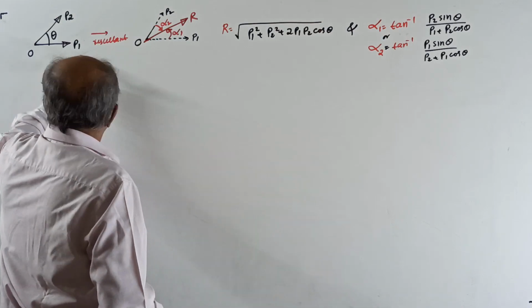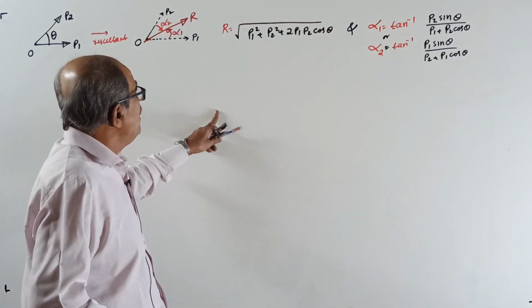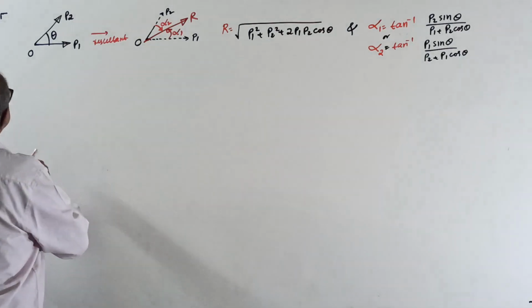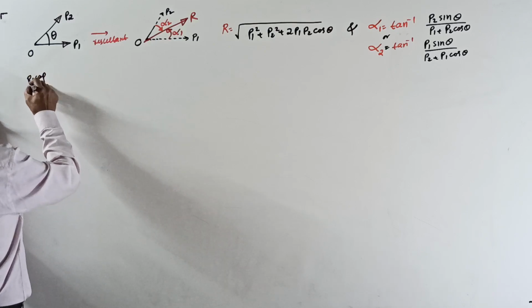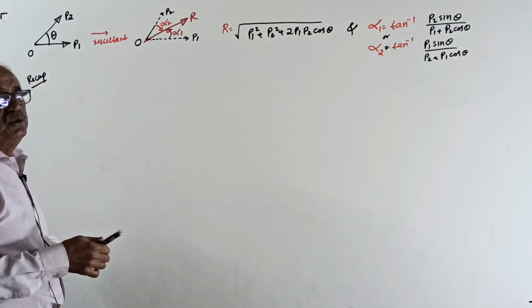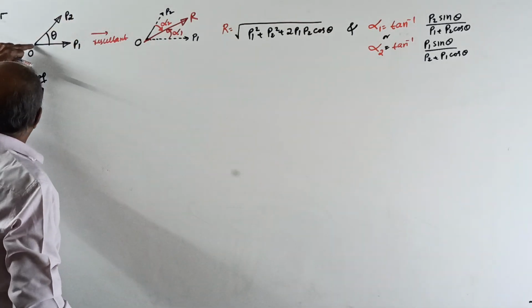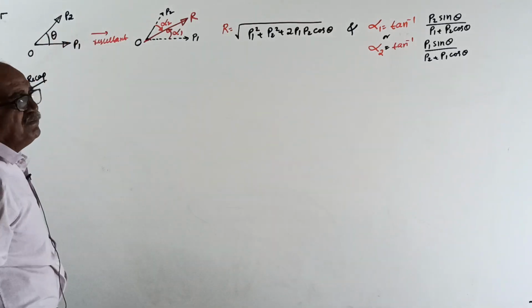Now, first, one small recap. I will tell you what I am going to explain now. Just a recap. So therefore, recap, I won't explain much here. Two concurrent forces, P1 and P2, passing through a point O, making angle theta between them.